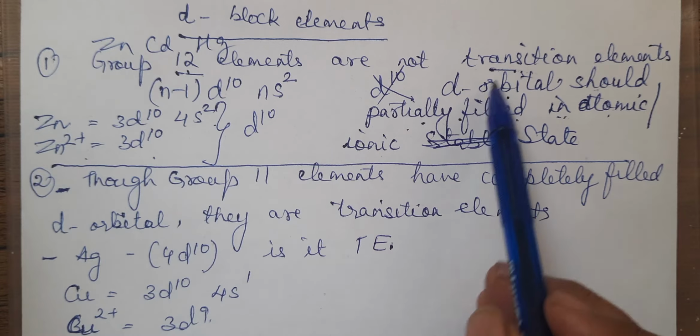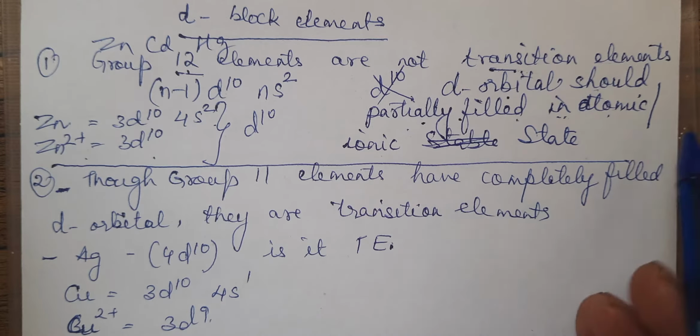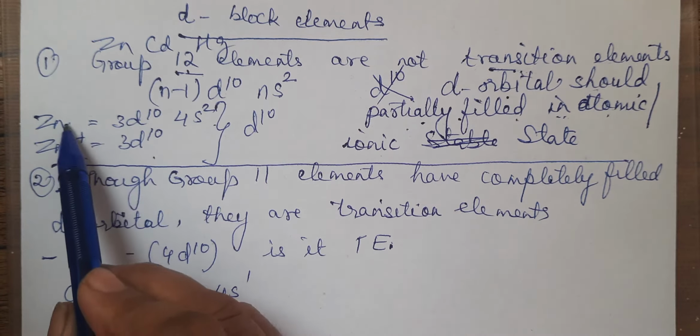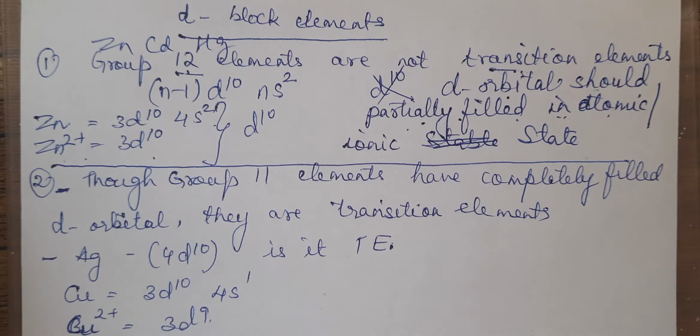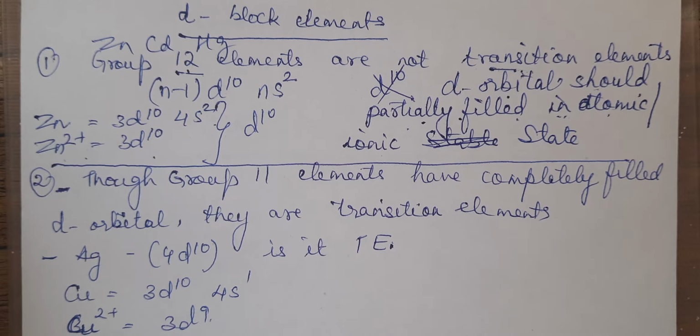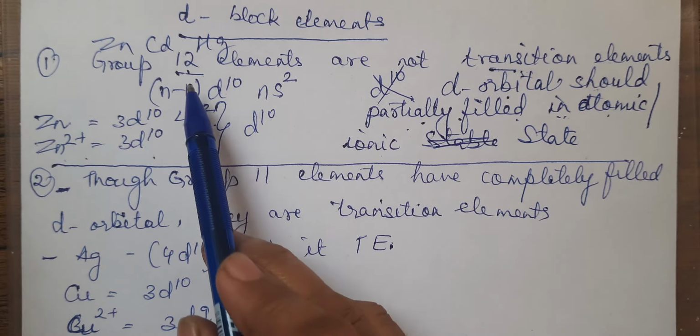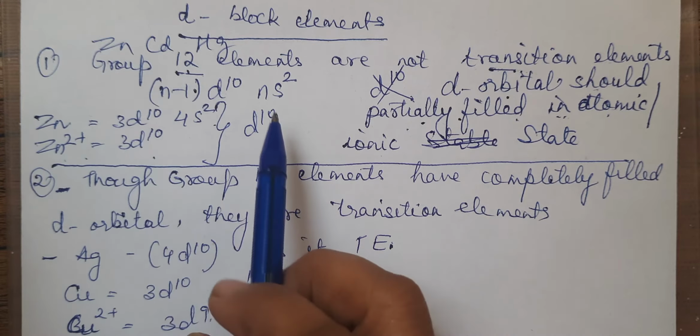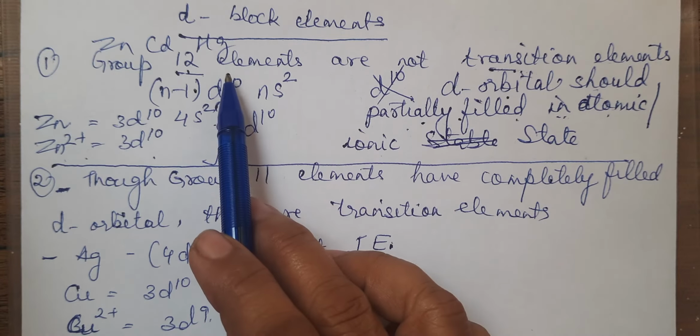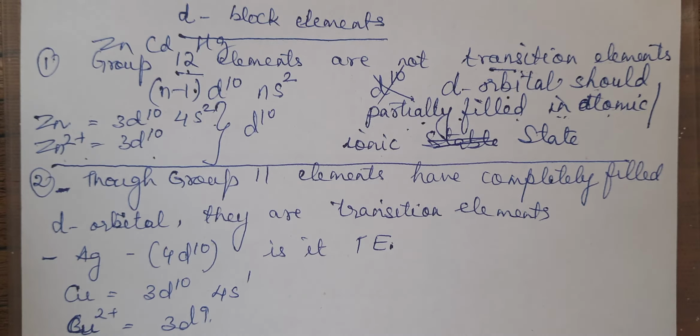Got it? So you'll be first writing the transition elements definition. Then you'll take a particular example of that, say zinc. It is having d10 in both the states, so it is not a transition element. Right? So you can say it is a d block element but not transition. A similar question can be asked like this also, that all transition elements are d block elements, but all d block elements are not transition elements. So in this also you will take example of group 12, right? Group 3 to 12, they are all d block, but 12 is not transition, rest all are transition.